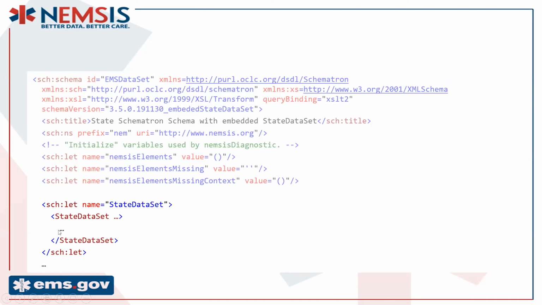Okay, so a variable, and we just paste the state data set right in there. Right after that let assignment where we make the variable, we're going to do one other thing, and that is we're going to define a key. This key is an element that's in the XSL namespace, and it is allowed to be used in Schematron schemas. We're going to give the key a name, so I'm calling my key StateDataSet_facility.